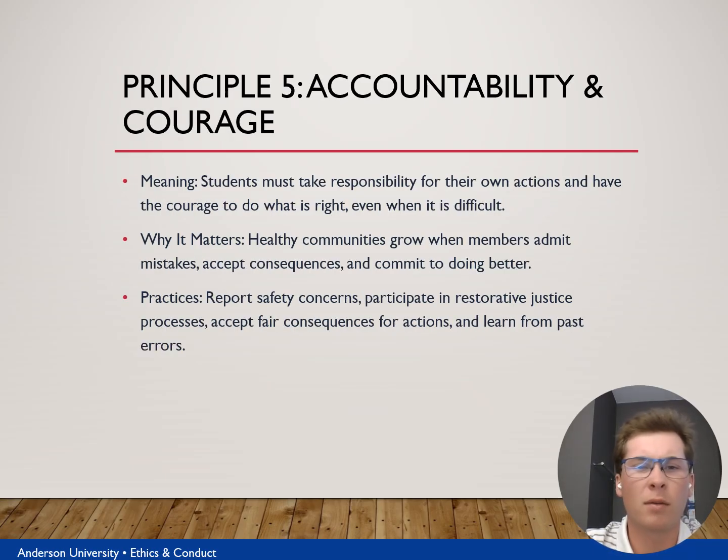Finally, we'll wrap up here with accountability and courage. This just means students will take responsibility for their own actions and have the courage to do what's right even when it's difficult. And I think that if students can uphold these 2 principles as well as the other 4 that we've talked about, that's going to leave not only guests but other students and teachers being proud of the community we have here at Anderson. If you see someone doing the wrong thing that you believe is wrong and they see you standing up for that, they're going to be proud of the community that they built here at Anderson, and I want all you guys to be able to do that.